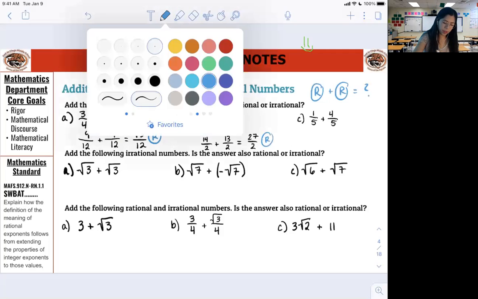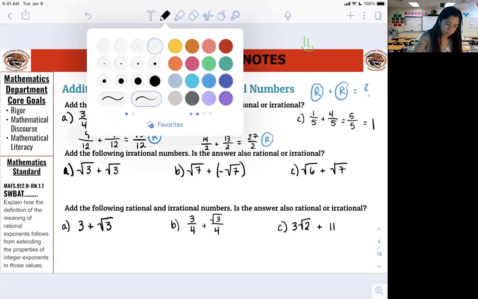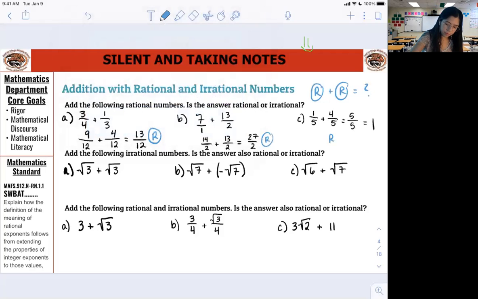1/5 plus 4/5. Do I need to change anything? No. What does this give me? 5/5 equals 1. 5/5, which is 1. Rational. So 3 for 3, a rational number plus a rational number will give me a rational answer.